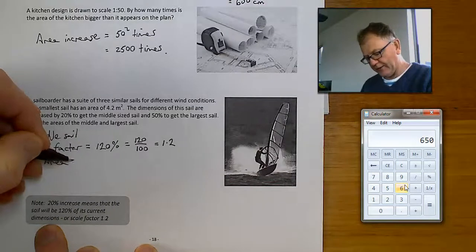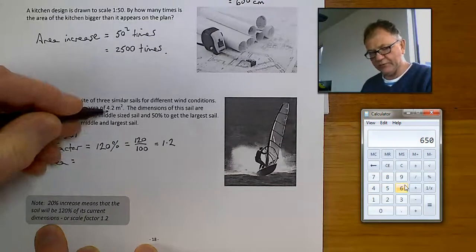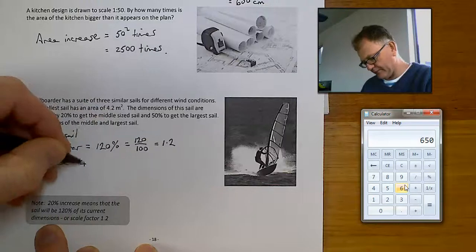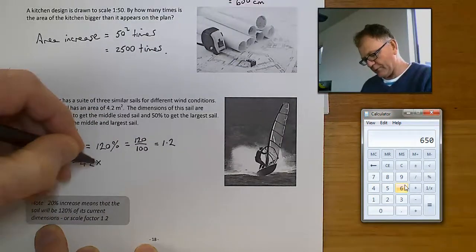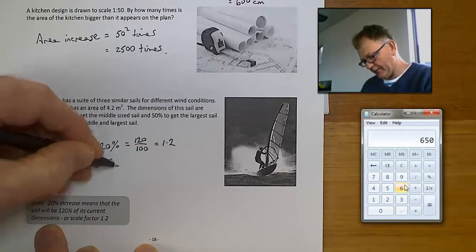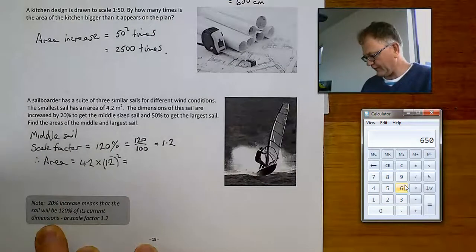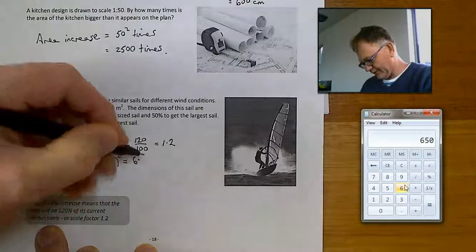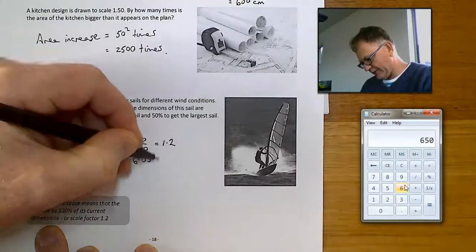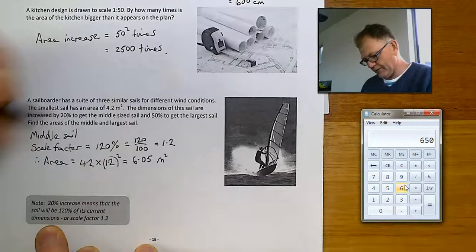So the area, instead of equalling the original 4.2, we're going to have to multiply it by the scale factor squared. Okay, I've done this beforehand on the calculator. It works out to be 6.05 metres squared. What about the large sail?